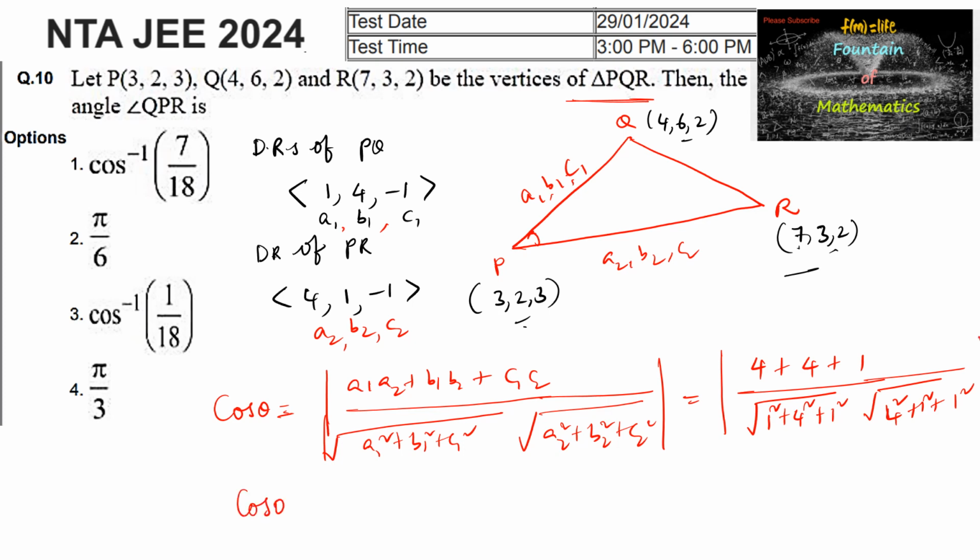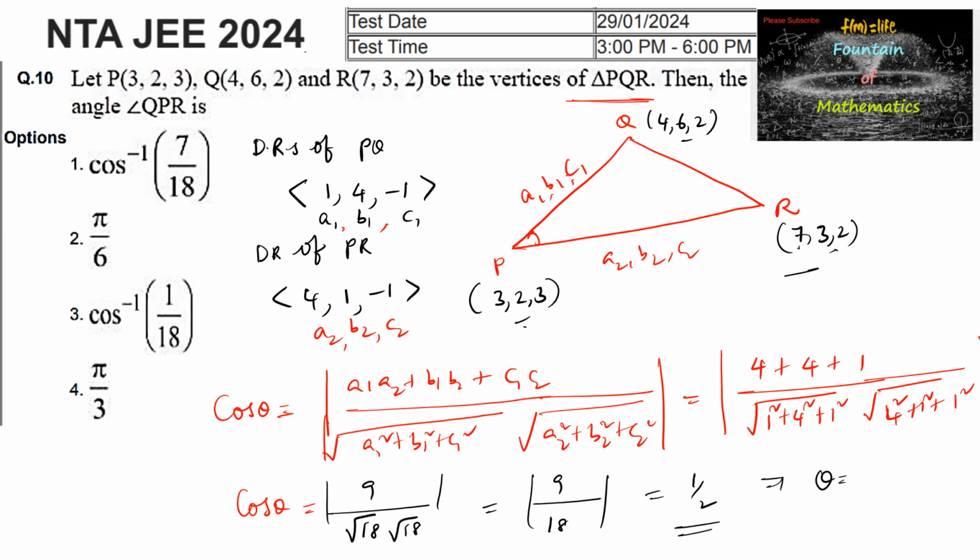So cos theta is equal to 9 divided by root 18 into root 18, which is equal to 9 divided by 18, which is 1 upon 2. So cos theta is equal to 1 upon 2, which implies theta is equal to pi by 3, since cos pi by 3 value is 1 by 2. So we can go with option D.